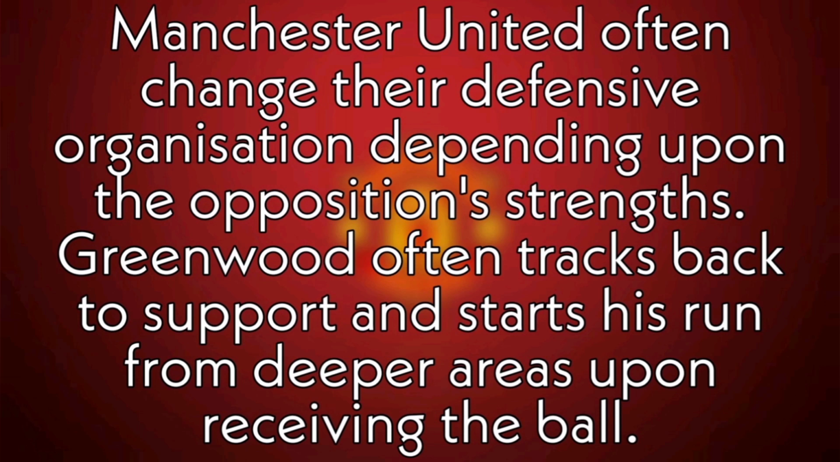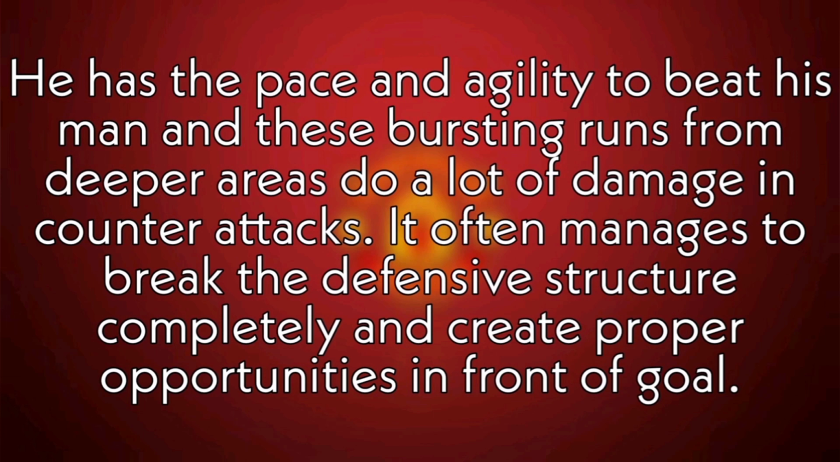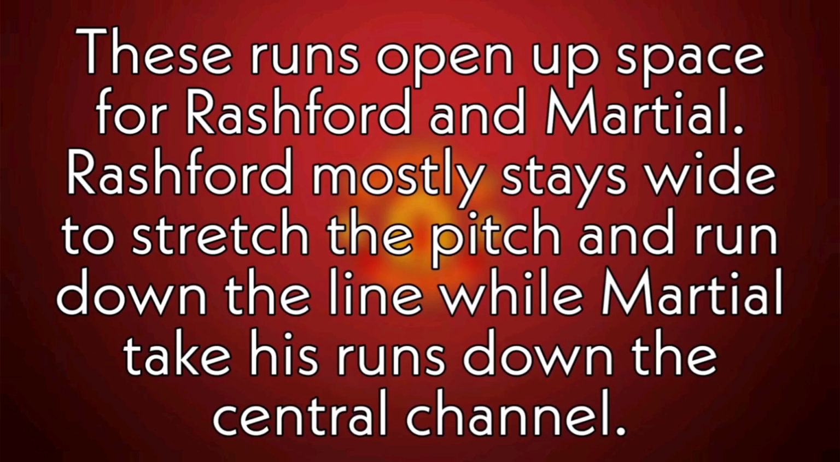Manchester United often change their defensive organization depending upon the opposition's strengths. Greenwood often tracks back to support and starts his run from deeper areas upon receiving the ball. He has the pace and agility to beat his man, and these bursting runs from deeper areas do a lot of damage in counter-attacks. It often manages to break the defensive structure completely and create proper opportunities in front of the goal. These runs open up some space for Rashford and Martial. Rashford mostly stays wide to stretch the pitch and run down the line, while Martial takes his run down the central channel.